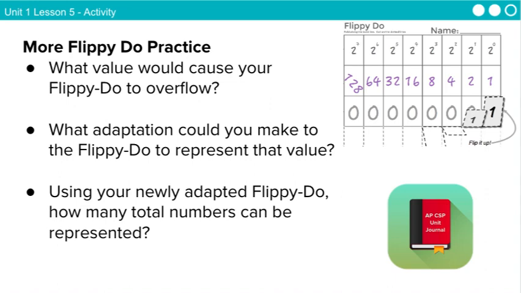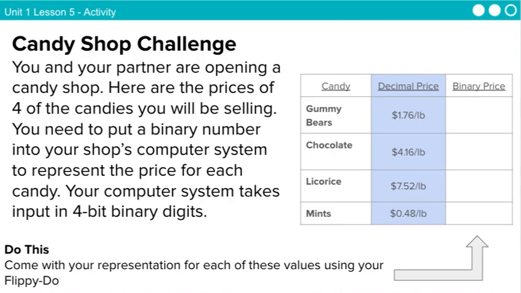Now that you have started thinking about place value and overflow, we are going to work on a different problem. What happens when there aren't enough place values to represent a number? Let's look at this candy shop challenge.